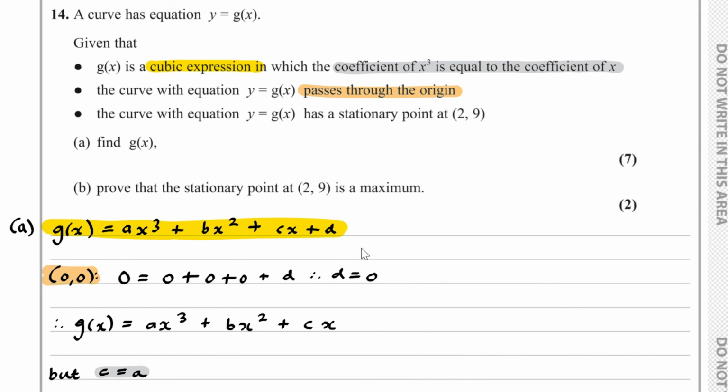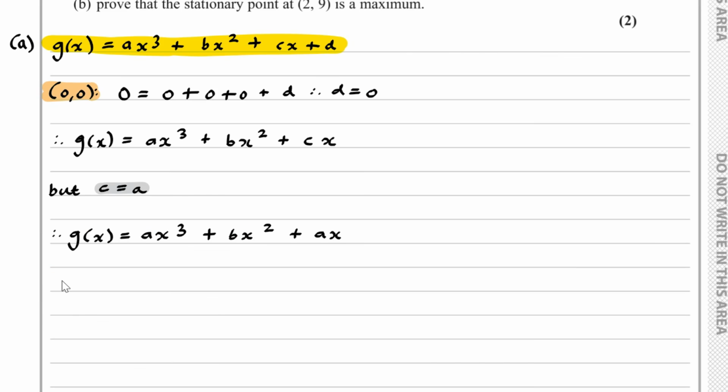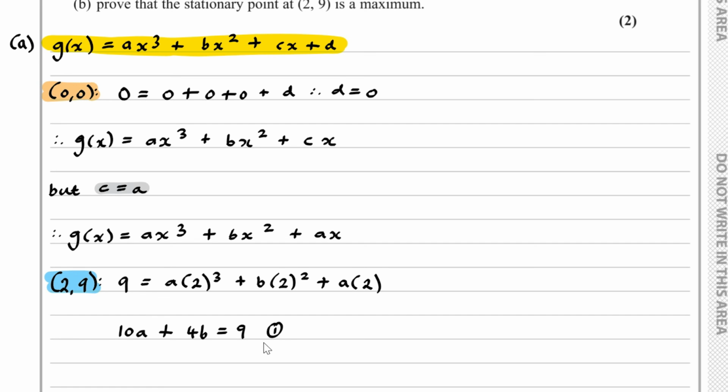And we know that the curve has a stationary point at the point 2, 9. So that tells us that the curve passes through the point 2, 9. We see here that 9 is equal to a lots of 2 cubed plus b lots of 2 squared plus a lots of 2. So we can tidy all this up. We have 8 plus 2 a's, so here we have 10a plus 4b, which is equal to 9. We'll call this equation 1.